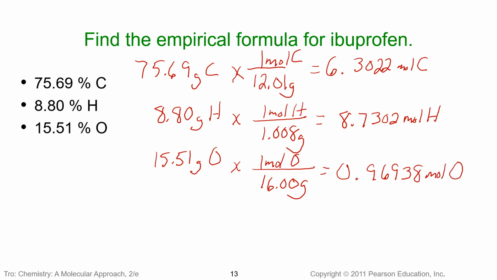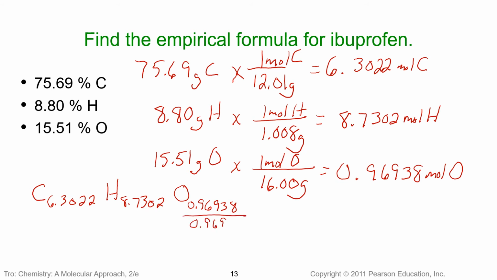Our significant figures are not quite as important in this type of problem because our goal is to find whole numbers. We write our pseudo formula. We want to keep enough significant figures that we don't end up with rounding errors, but the exact number is going to turn into a whole number. We divide by the smallest value.